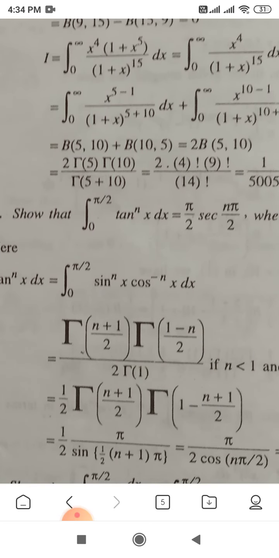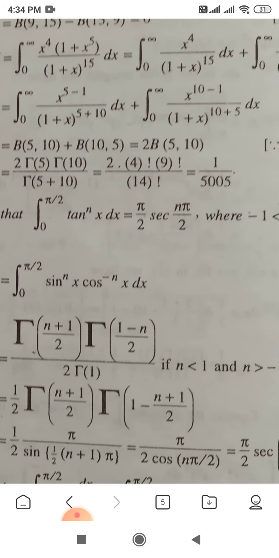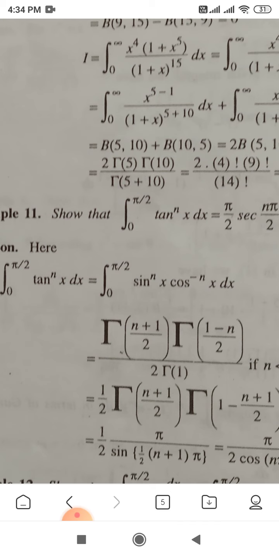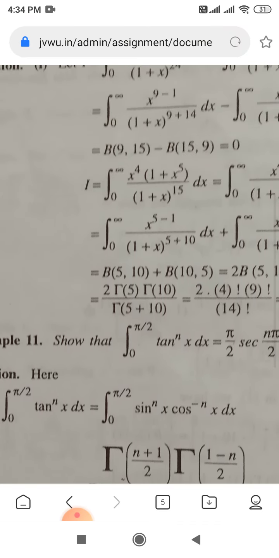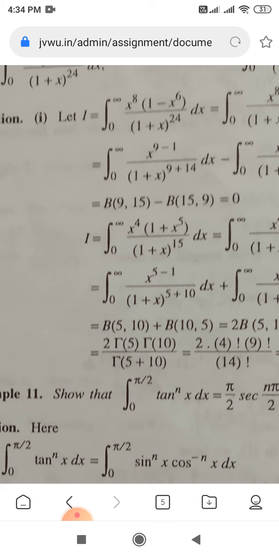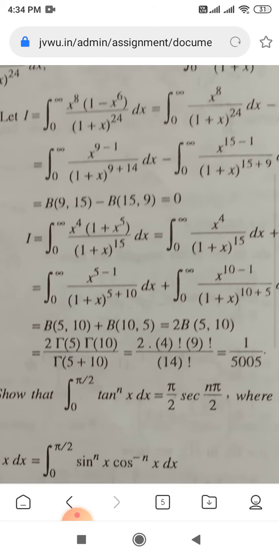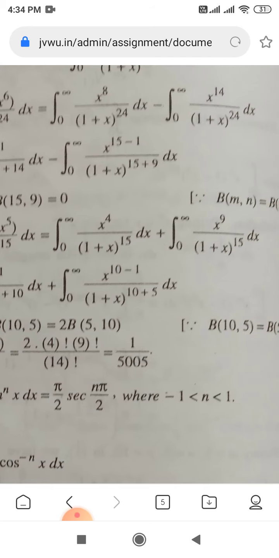Next, it can be expressed as beta: integral 0 to infinity x^4 (1 + x^5) upon (1 + x)^15 dx. Again split into different expressions, x^4 upon (1 + x)^15 and x^9 upon (1 + x)^15.